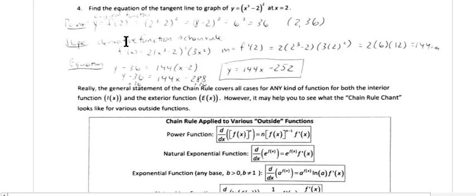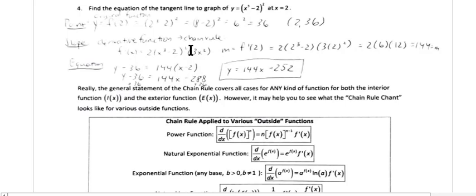So first I have to find the derivative using the chain rule. I take the derivative of the outside, which is me bringing the 2 down, leave the inside alone, subtract 1 from the power, leaving me a 1 power, which I don't have to write, but I wanted to show you what I did. And then I multiply by the derivative of the inside, which would be 3x squared. This, of course, is not a slope. A slope is a number. The slope is what we get when we plug 2 into that. And when we plug 2 into that derivative, we get 144.